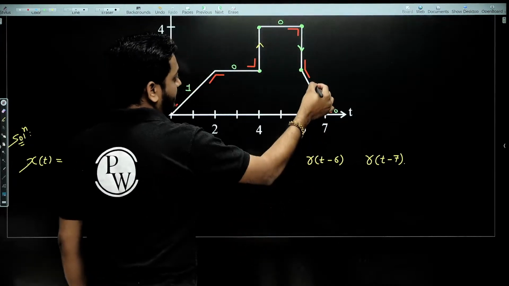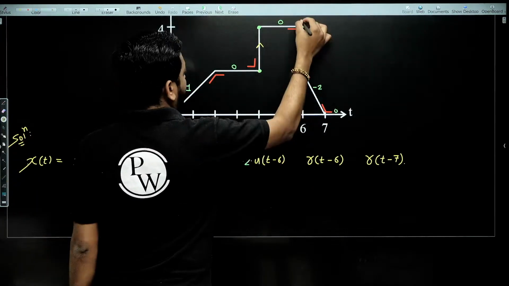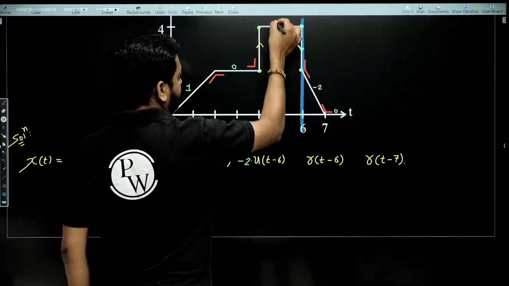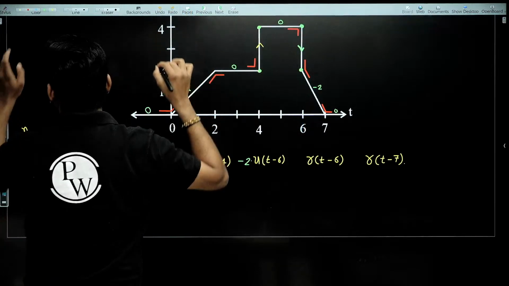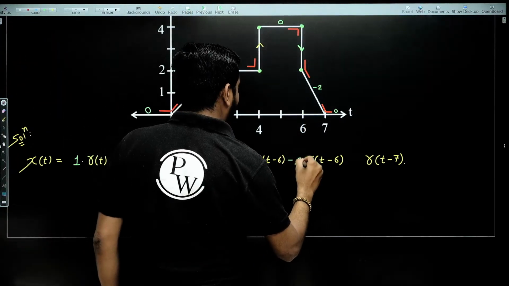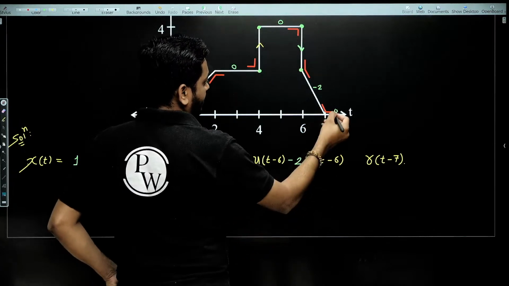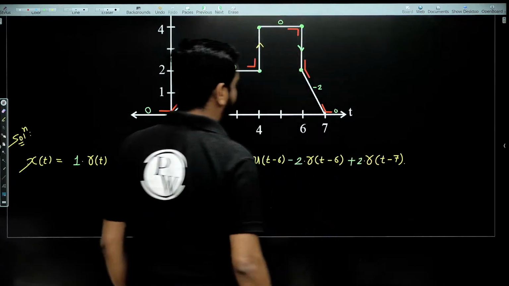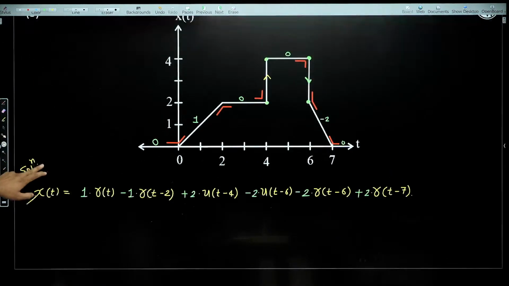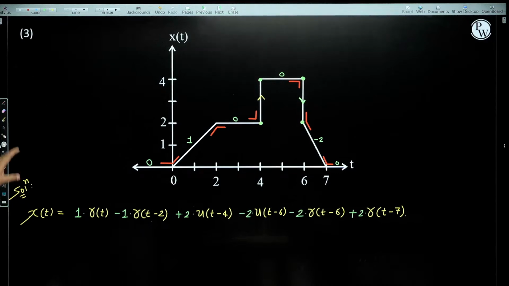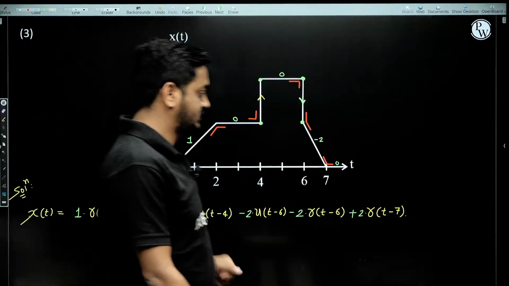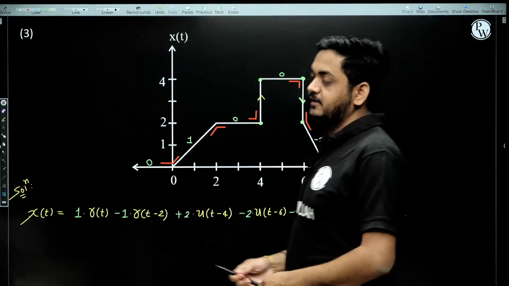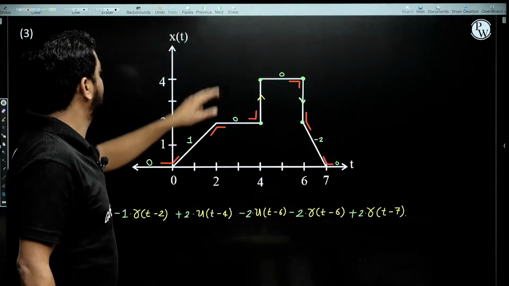Now change in slope, next slope minus previous slope. At t equal to 6, next slope minus previous slope, minus 2 minus 0. So slope is minus 2. Here change in slope, next slope minus previous slope, 0 minus minus 2, so it will be plus 2. Is this clear to each and everyone? Tell me. Done? So this is your final answer. Any doubt? If you have any doubt, then please ask in the comment box.